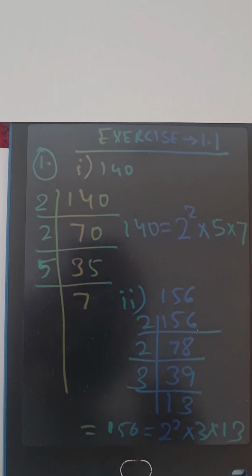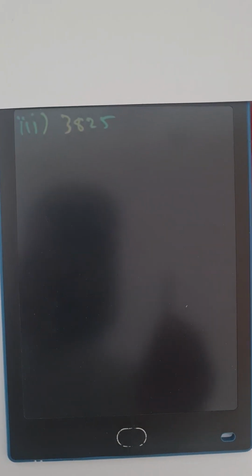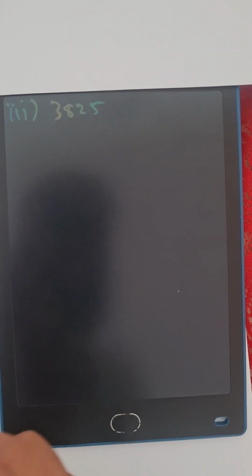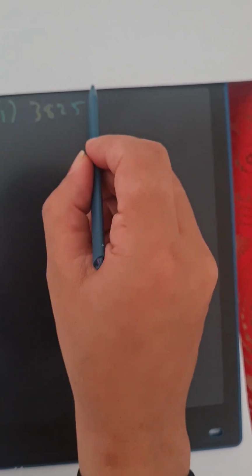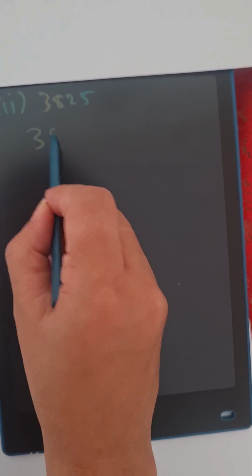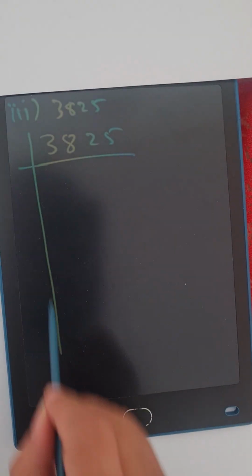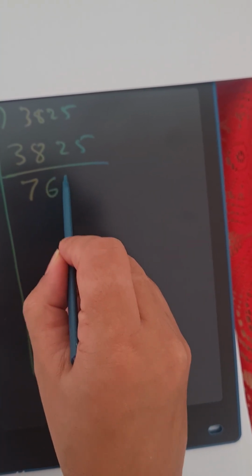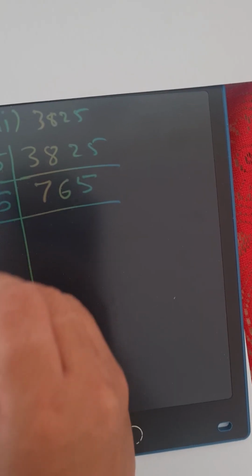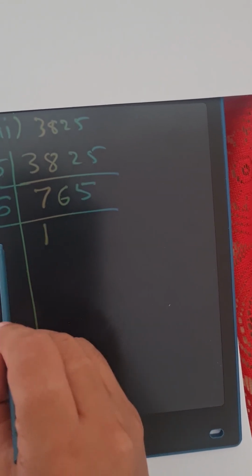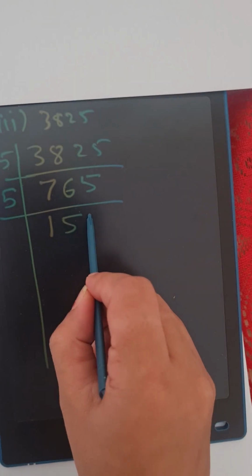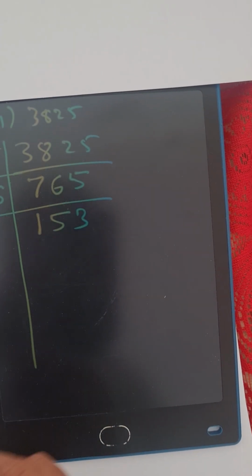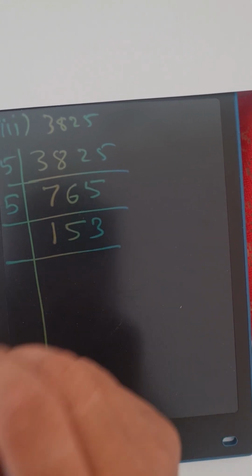Now going to the next number, that is 3825. At first glance we get to know that this number is divisible by 5, because the unit digit of this number is 5. So again we will draw the table and divide it first of all with the number 5. 5 sevens are 35, 5 sixes are 30, 5 fives are 25. Again the unit digit is 5, hence this number is divisible by 5. 5 ones are 5, 5 fives are 25, then 5 threes are 15. 153. This number is divisible by 3.